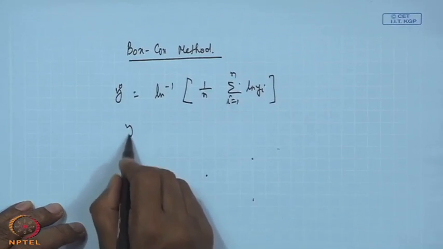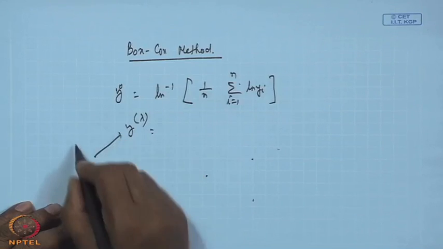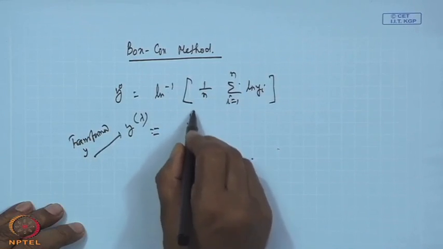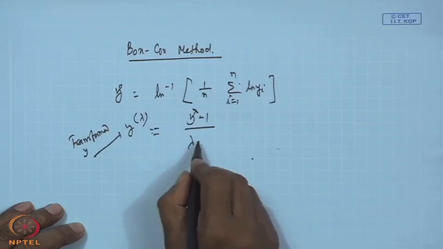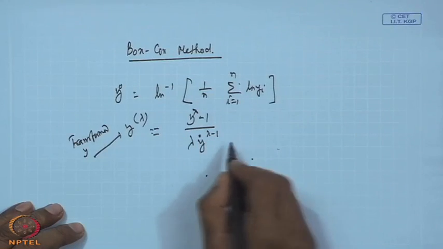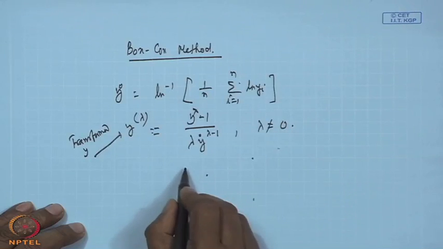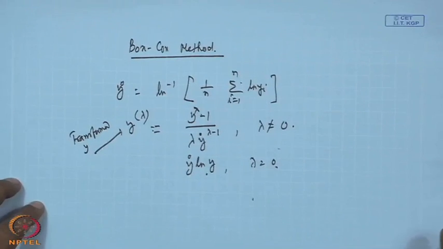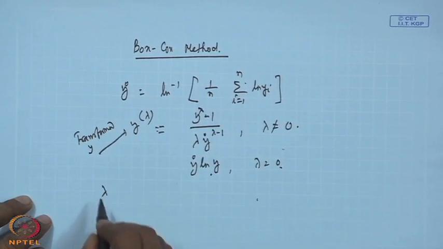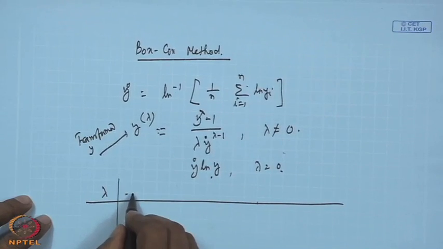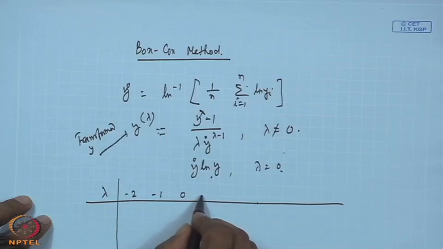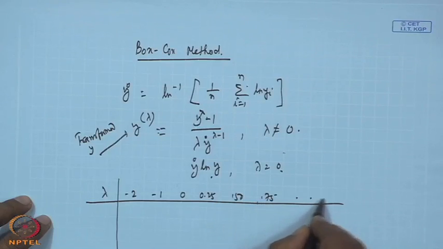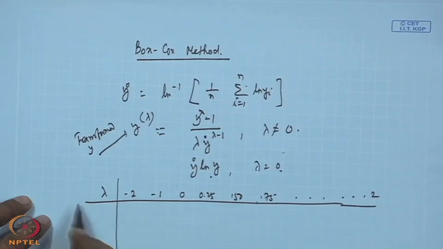Then you are creating the transformed variable, transformed y, which will be y to the power lambda minus 1 by lambda y dot to the power lambda minus 1 if lambda is not equal to 0, or y dot log of y if lambda equals 0. So what you will do then, you will choose several values of lambda. For example, let it be minus 2, minus 1, 0, suppose 0.25, 0.5, 0.75 like this, going up to 2. This side also you can do like this.